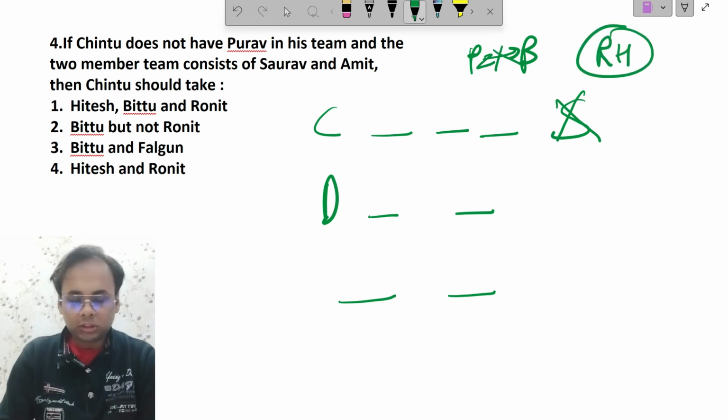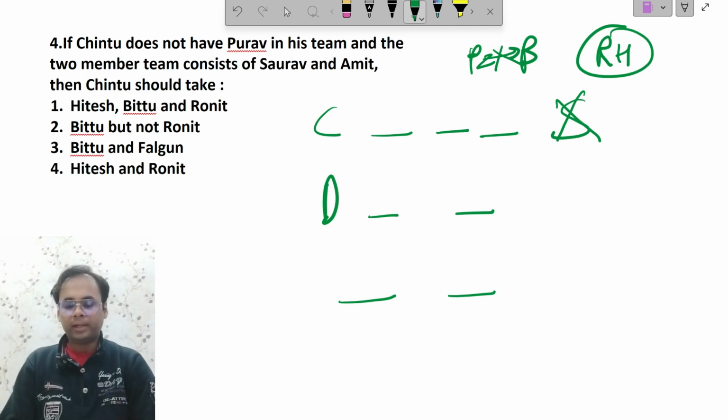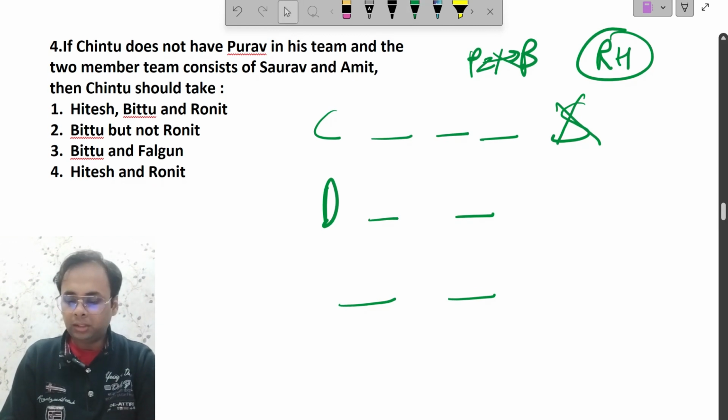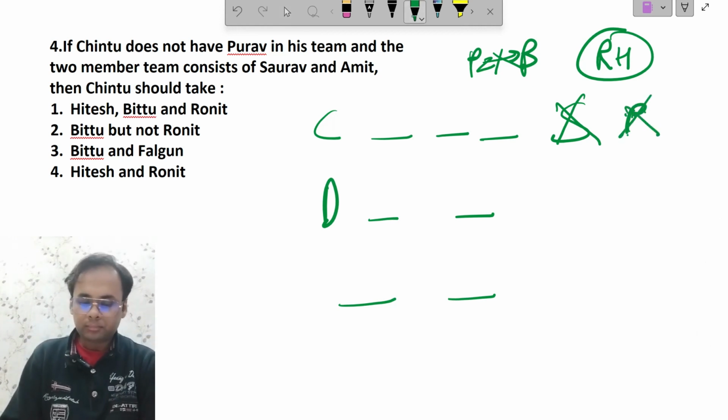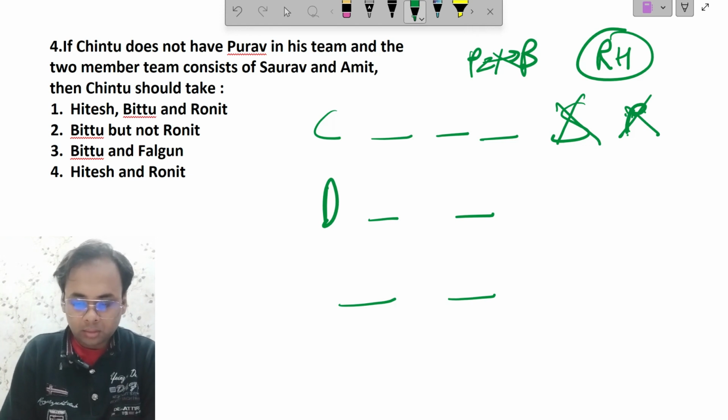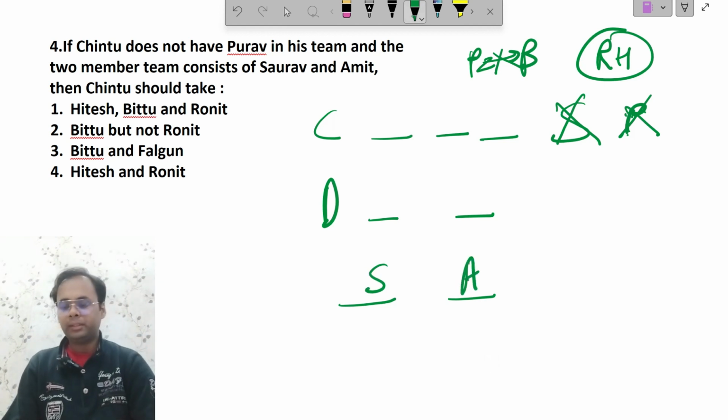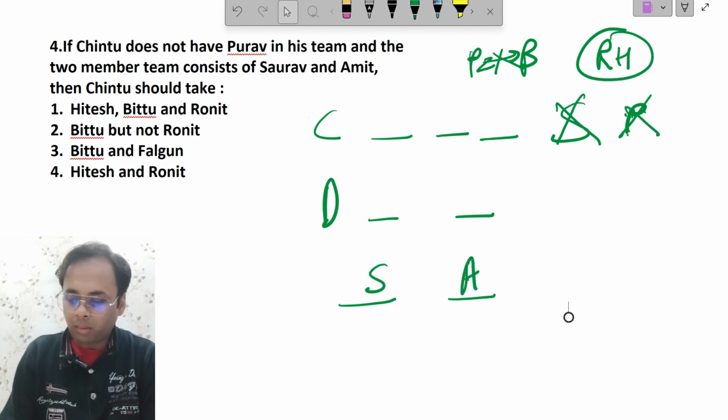Okay, so the conditions we have: if Chintu does not have Purav in his team, then P cannot come in Chintu's team in that case. And the two member team consists of Saurav and Amit. So S and A come up over here, and P cannot come in the four member team.